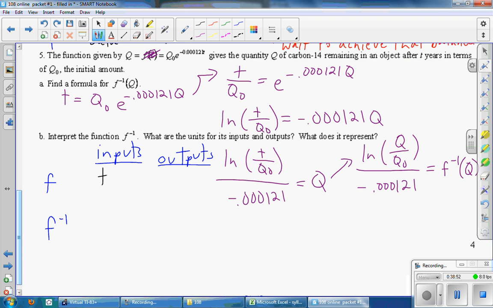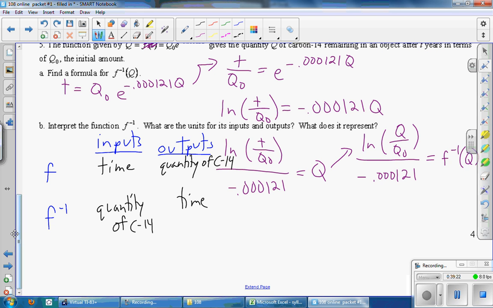So given a certain amount of time, this function outputs a quantity of carbon-14. I don't know chemistry. I don't know like chemically how they would write carbon-14. We'll just write C14. So f inverse, what does it do to input and output? It swaps them. Given a quantity of carbon-14, this function outputs the time it would take for the object to have that much carbon-14.